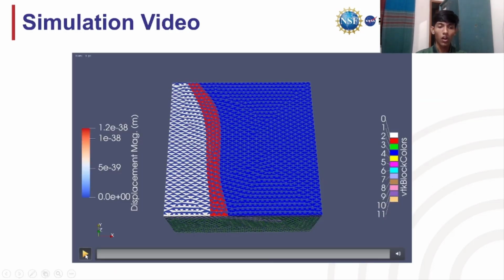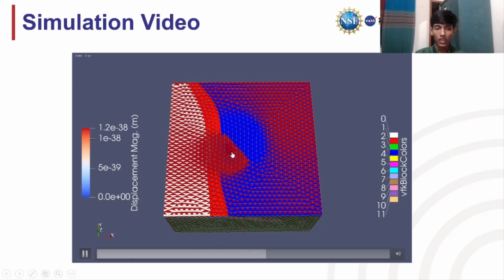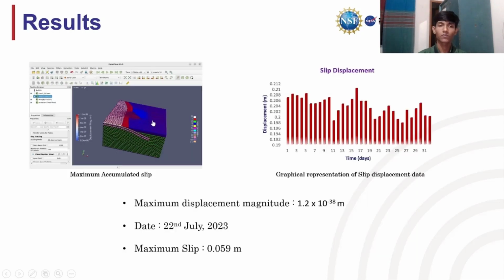And finally, we got our result. This is our simulation. From here, we can see the red zones are where the maximum displacement occurred, and the blue zone is where there was little to no displacement at all. The maximum displacement was 1.2 × 10^-38 meters.